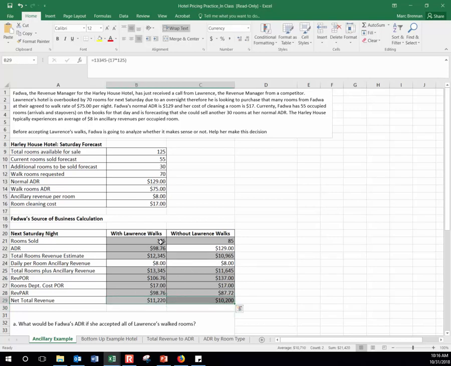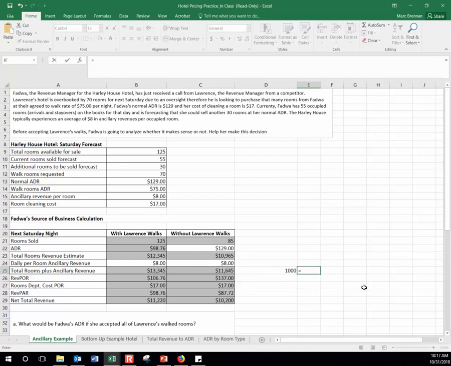So at the end of the day, we would have a higher revenue per available room, a higher net total revenue, and more overall revenues by accepting these walks. Even though it's a higher average daily rate, these ancillary revenues have provided us with quite a bit more money. If we take a look at the difference, with the walks, 13,345 minus 12,345. All I'm doing is taking my total with ancillary minus just my rooms. I have $1,000 in ancillary revenues.